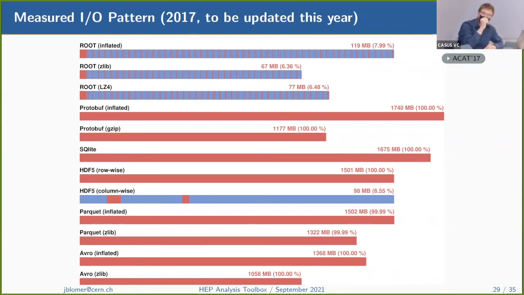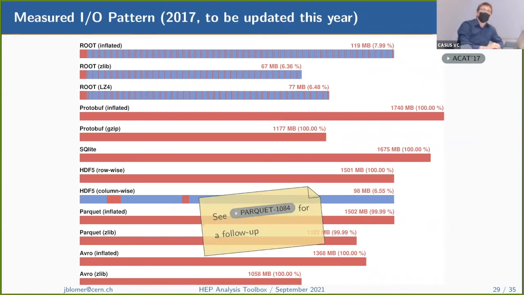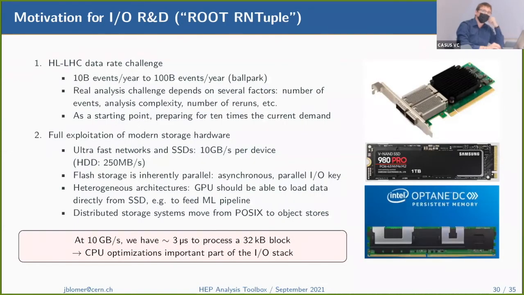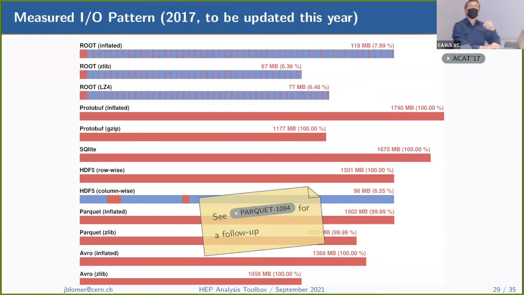Parquet is interesting because it's columnar. You should see the checkerboard pattern. And it turned out we found an issue here that was meanwhile addressed and fixed. One of the reasons why it's high time to redo these benchmarks. But in principle, you could say, well, fine, it's columnar, it's fast, the problem is solved.